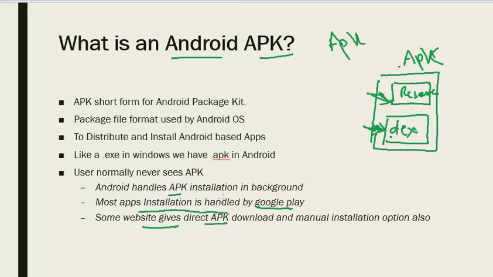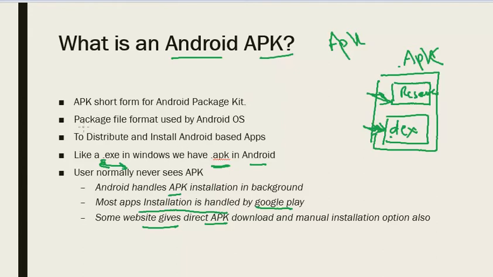It all happens in the background, and you don't see that APK file, but there's always an APK file behind this Google Play installation too, because the Android device installs those APK files. Just like whenever you install something on Windows, there is an executable file behind that running to install the software. So this .apk is kind of an executable for the Android device to install Android applications.